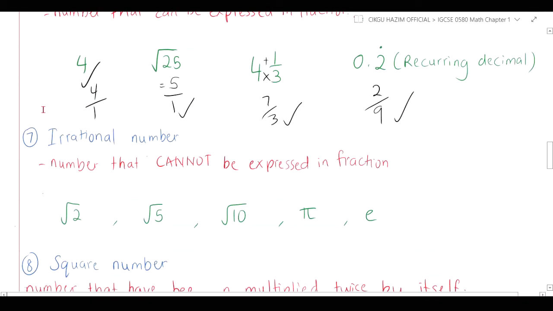How about irrational numbers? It is the opposite: a number that cannot be expressed as a fraction. Square root of 2 cannot. Square root of 5 cannot, because they are not perfect squares. Square root of 10 also cannot. Pi cannot be expressed as a fraction.